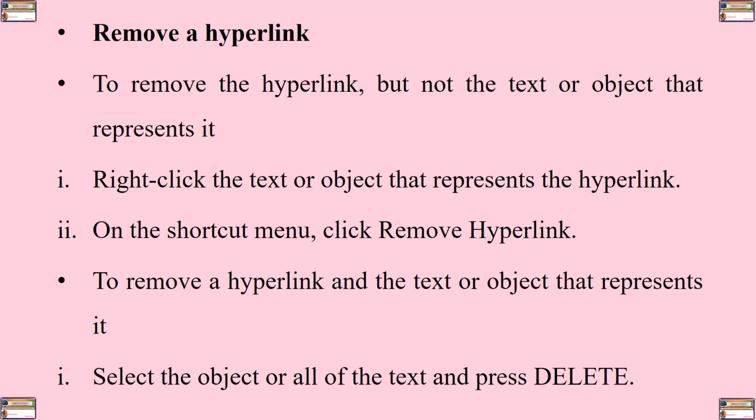Now, after you have added hyperlinks, you can always also remove a hyperlink. How do you remove a hyperlink? To remove a hyperlink, but not the existing object that represents it, you right-click on the text or object that represents the hyperlink. Then on the shortcut menu, click Remove Hyperlink. To remove a hyperlink and the text or object that represents it, you select the object or all of the text and press Delete.